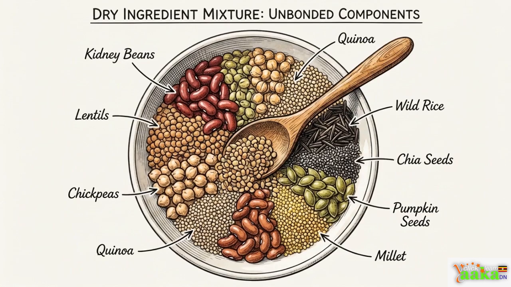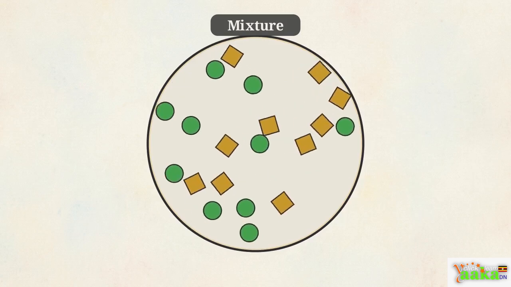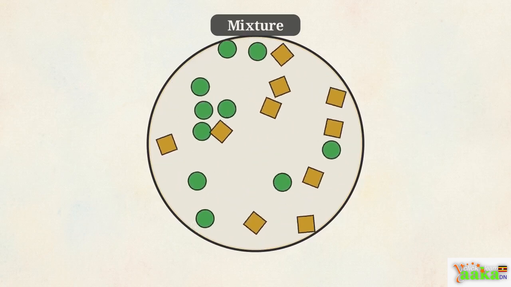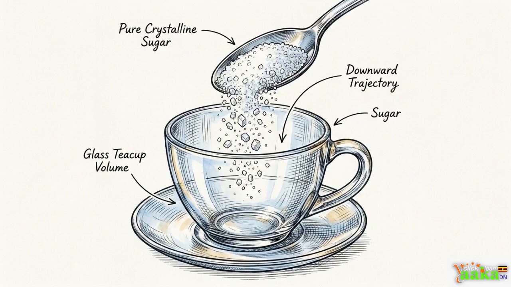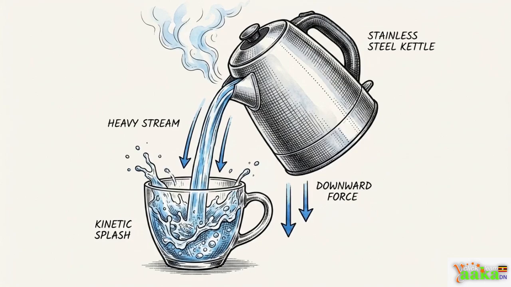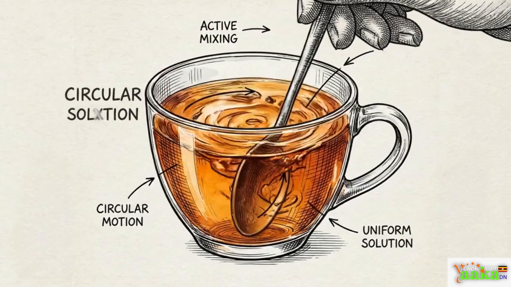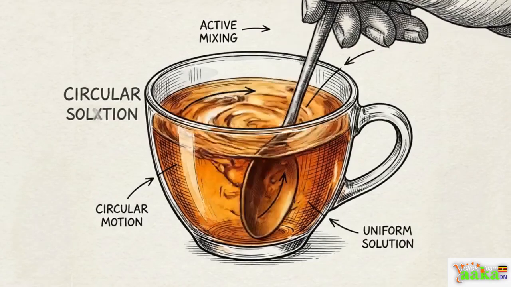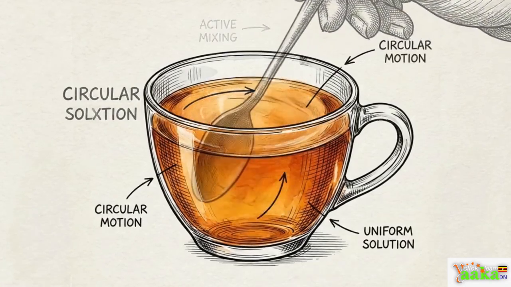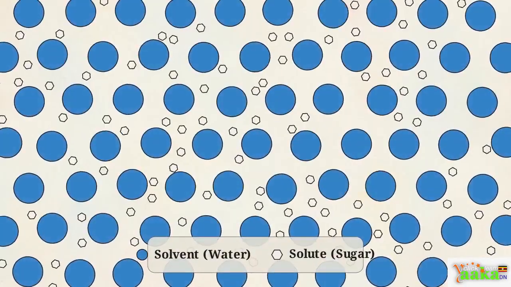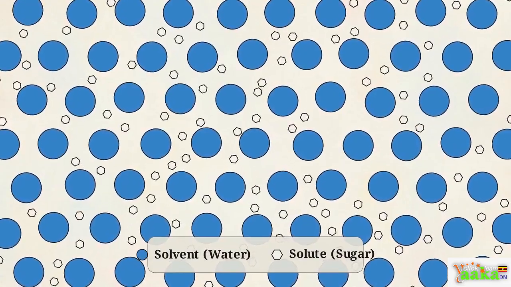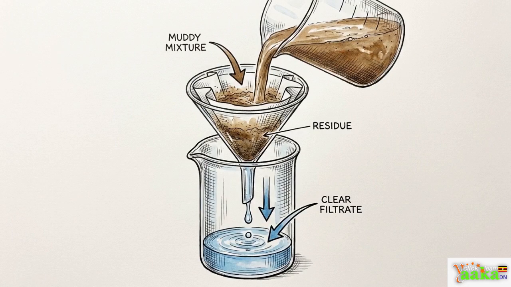Then we have mixtures. This is what happens when you physically stir things together, but the atoms never actually lock hands or form a bond. Think back to our tea. The sugar is the ingredient getting dissolved, and the water is the liquid doing the work. When you're finished, you have a clear solution where the sugar is still there, just broken into pieces too small to see. Because the parts of a mixture are just floating next to each other, you can usually pull them apart again using simple physical tricks, like heating or filtering.